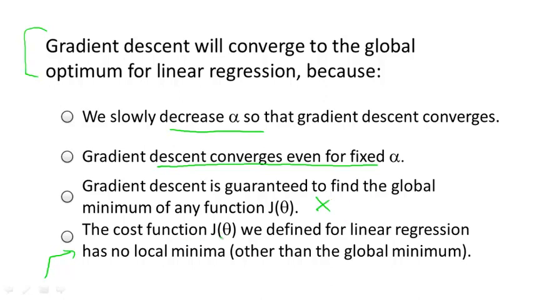But instead, the specific form of the cost function J of theta we define for linear regression is always this sort of big bowl-shaped function, and this is a property of J of theta as defined in linear regression. And so this fourth choice is the reason why gradient descent always converges to the global optimum for linear regression. And that wraps up this video, and using this, I hope you'll be able to implement gradient descent in linear regression for your own problems.